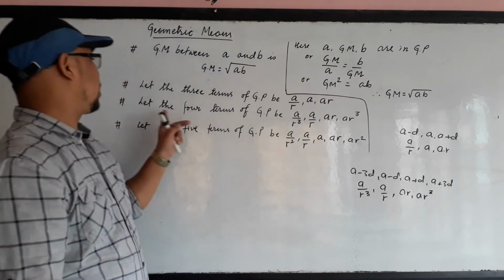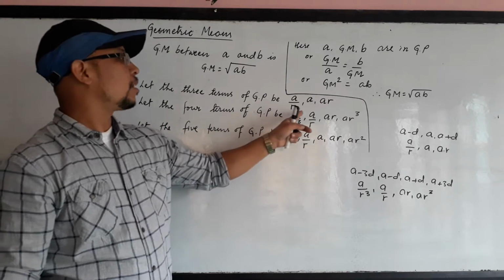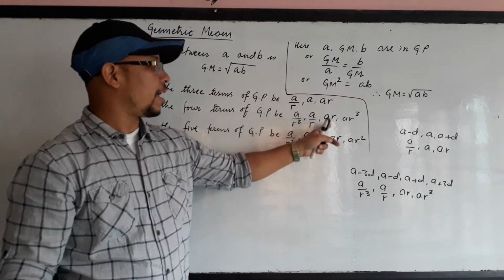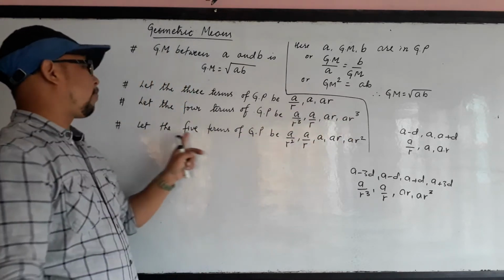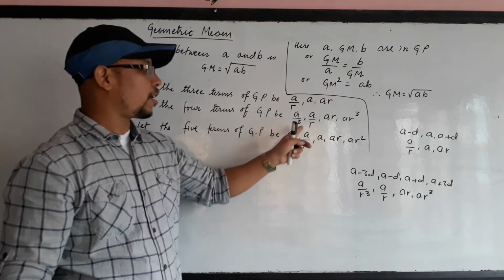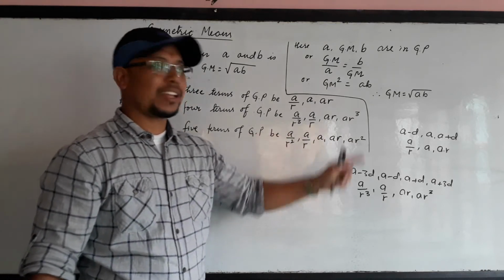Okay students, now say if the four terms of GP be A by R cube, A by R, AR, AR cube. Similarly, we can take five terms: A by R square, A by R, A, AR, AR square.